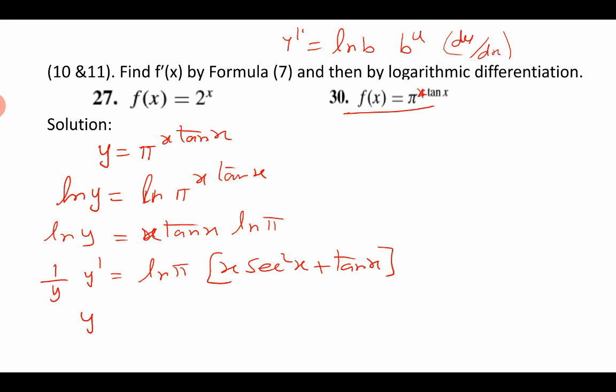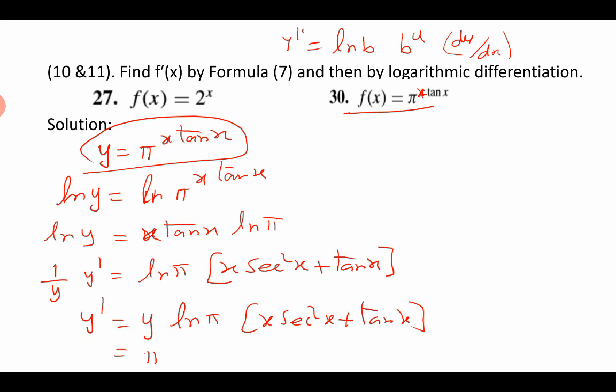So y prime is, this y goes on the right side. y ln pi times x secant square x plus tan x, and replace the value of y, which is given here. So pi to the power x tan x, and ln pi into x secant square x plus tan x. That's the end of this problem.